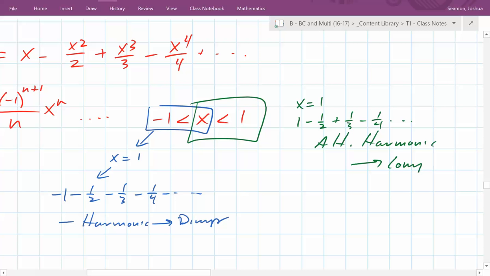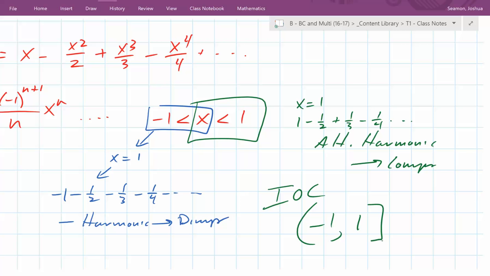Converges, okay? And so that means what's our interval of convergence? Our IOC is going to be soft bracket to closed bracket, negative 1 to 1. What's the radius of convergence? 1. Nice. Okay. So this is a healthy amount of work, right? Do you agree that this is a healthy amount of work?